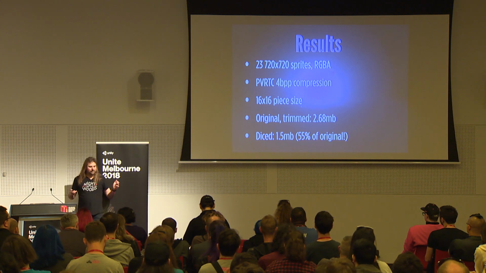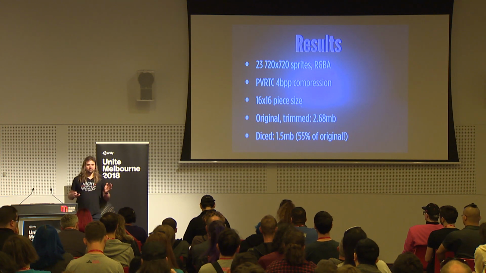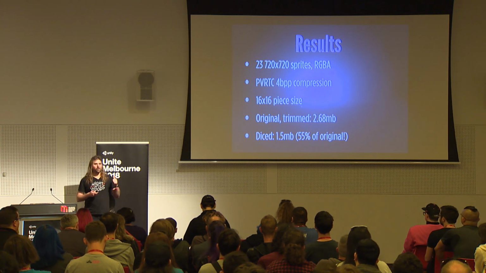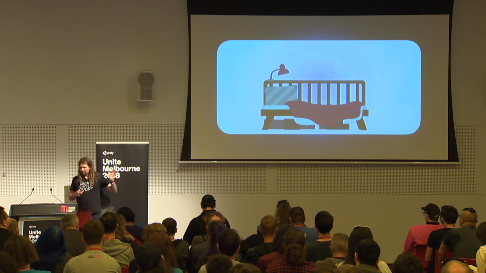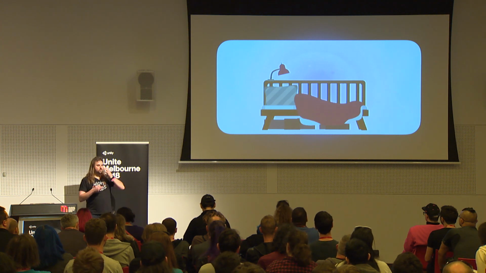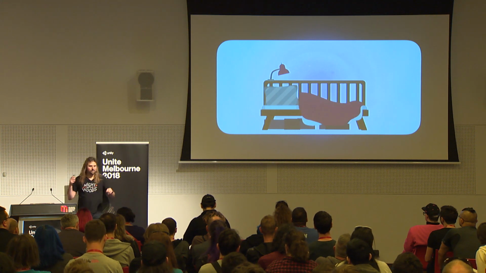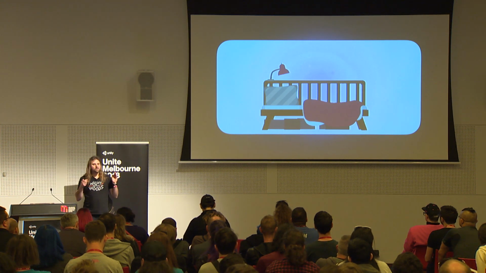But following our technique, we actually get 1.5 megabytes. So that's 55% of the original. So we've almost halved it, which is great. But I mentioned this is actually one of our worst cases. This is the bed sleeping animation. So this is May pulling her blanket back, getting into bed. And you can already see there's only one moving part of this image.